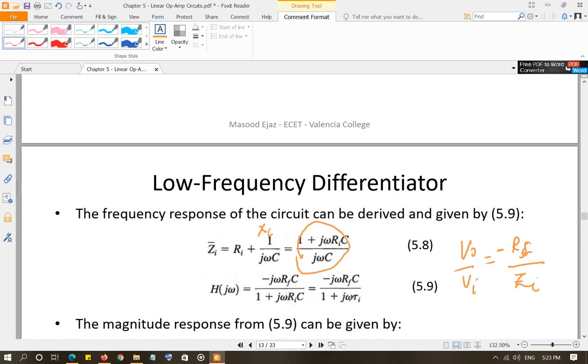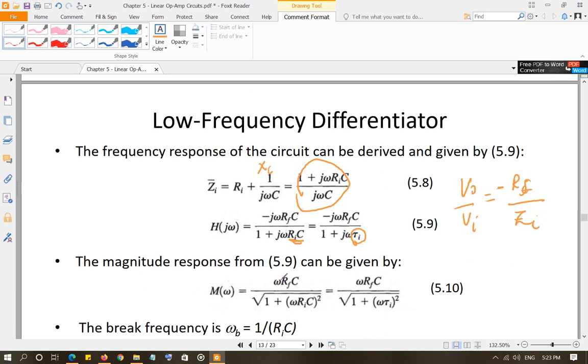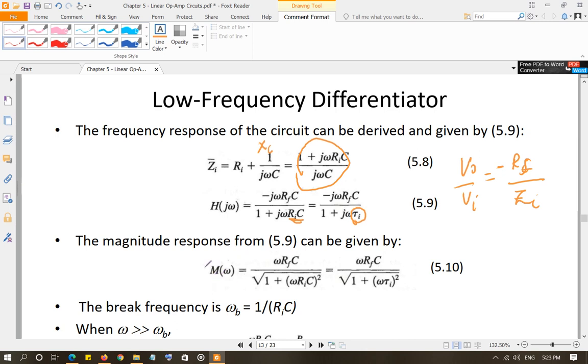And then after simplification, you're going to get something like this. Now R input C is the input time constant, tau I, and 1 over R input C. In this case, you actually have two of them, RFC and R input C. Now, if you go down a little bit, first we calculate the magnitude of this. The magnitude is the magnitude of the numerator divided by the magnitude of the denominator, right? Because it's a complex number in fraction form. So the magnitude of the numerator is omega RFC, and the magnitude of the denominator is the square root of 1 plus omega R input C, squared.